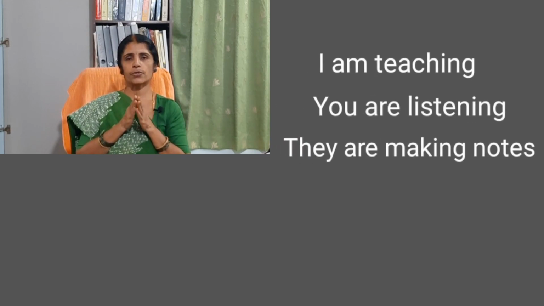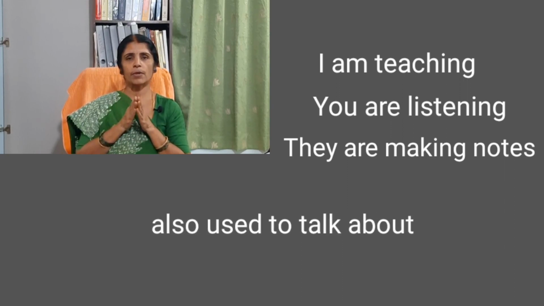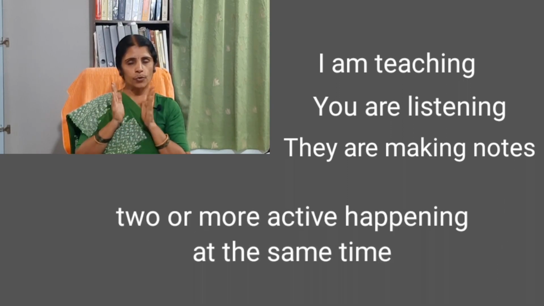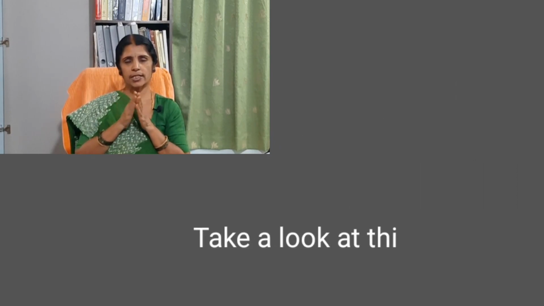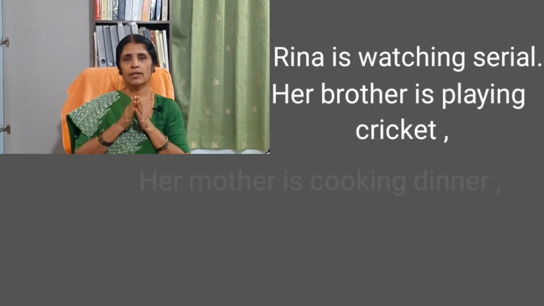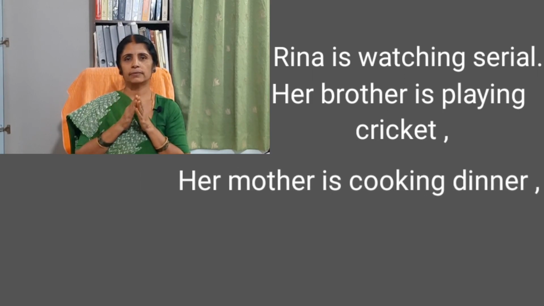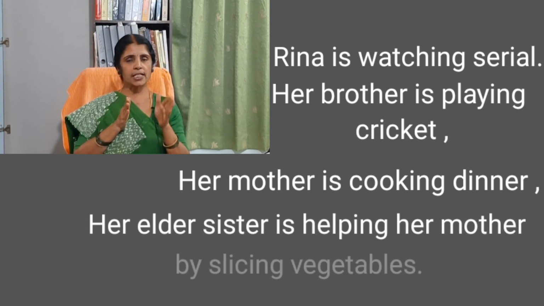They are making notes. Present continuous tense is also used to talk about two or more activities happening at the same time. Take a look at these examples. Reena is watching serial. Her brother is playing cricket. Her mother is cooking dinner. Her elder sister is helping her mother by slicing vegetables.